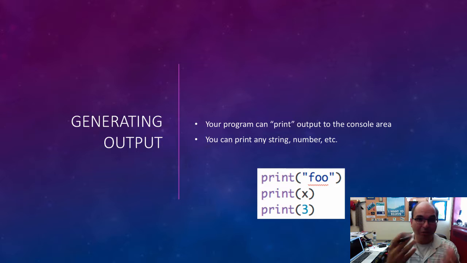So if you want to output something from your program, you use print. And notice that you can use print on a number, a string, anything that you have. By the way, you can say x comma 3, then it'll print both x and 3, but you're not going to need that for this lab.